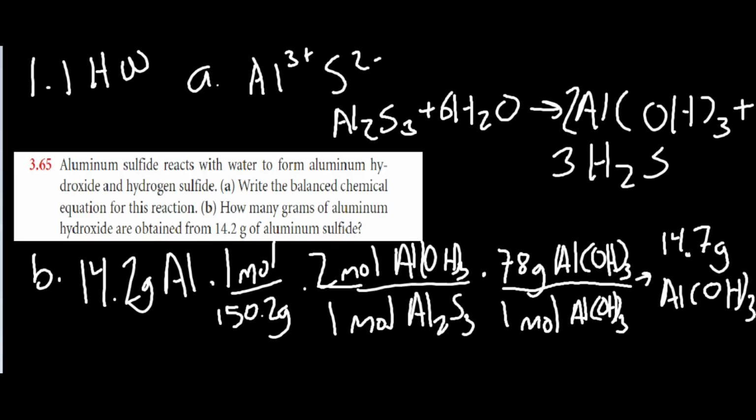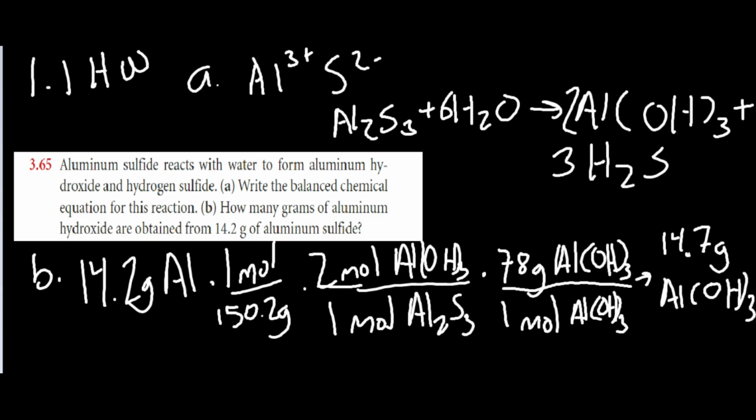Okay, I wrote out the work for part B just for the sake of time. Part B is how many grams of aluminum hydroxide are obtained from 14.2 grams of aluminum sulfide. For this problem, you're going to need to use the equation from part A to answer it. First thing you need to do is convert your grams to moles, then convert your moles to moles of aluminum hydroxide, and then finally convert that to grams.